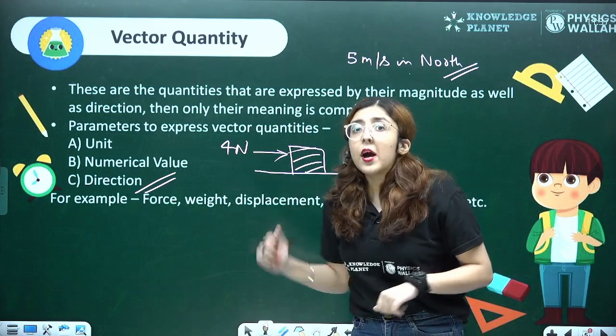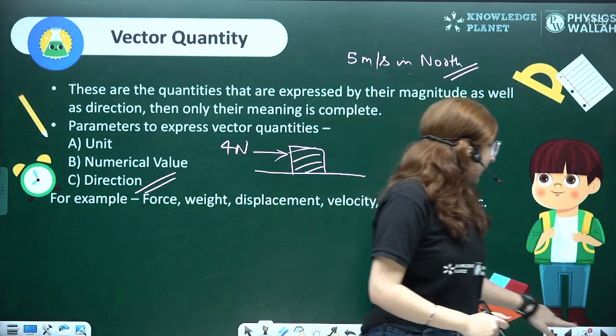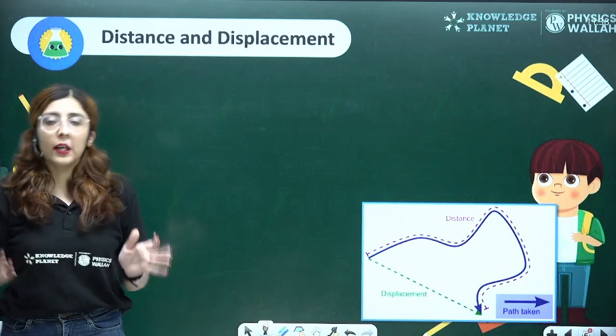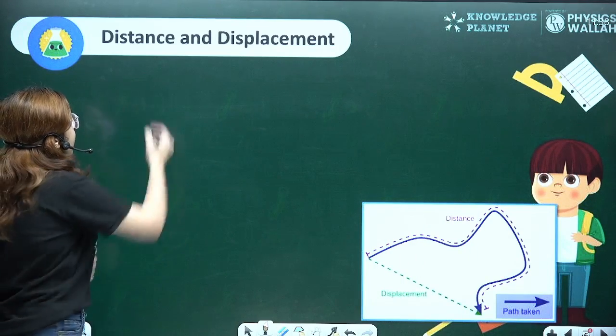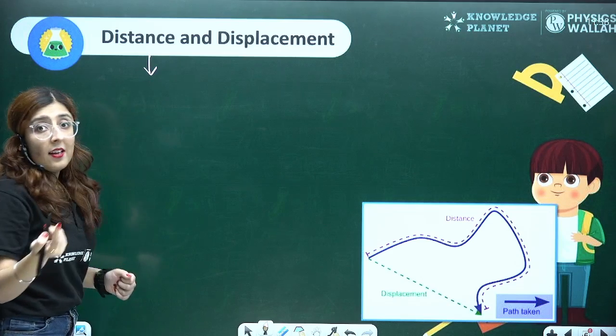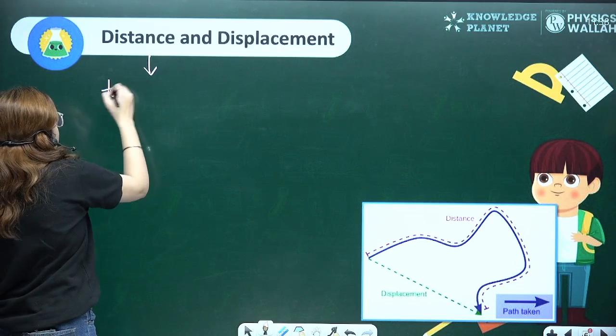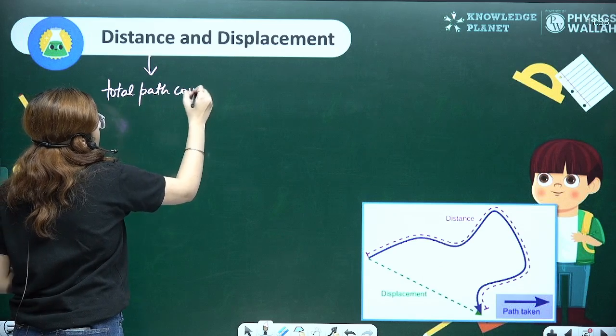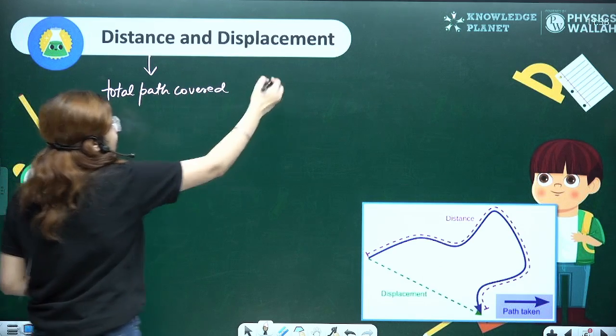As we are through with scalar and vector quantity, let's have a look at distance and displacement, and things will be more clear. When we talk about distance, everyone, distance is the total path covered, and displacement will be the shortest path.